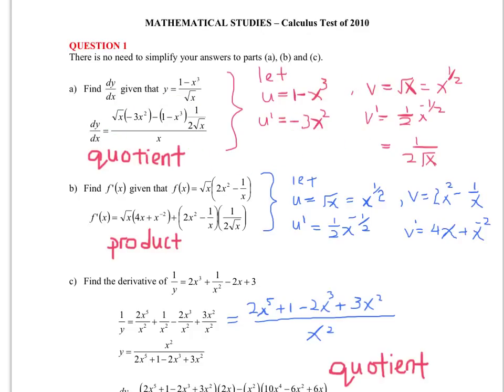Okay, and for b, you can see that this is really a product of two functions. You can think of the first function u as the square root of x, as you can see here, and whatever is in the parentheses, 2x squared minus 1 over x, is v. Differentiate both again and push them into the product rule formula, and you have that.